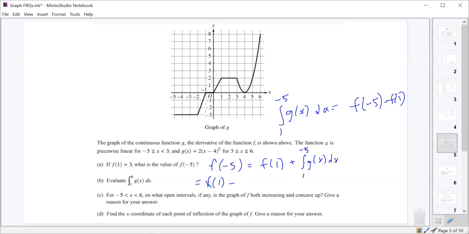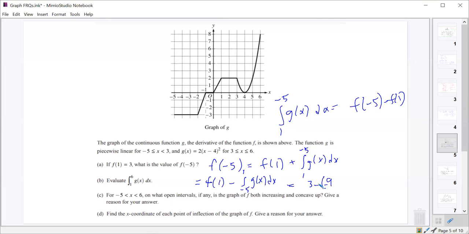Okay, and so then it should become f of 1 minus the integral from -5 to 1 of g of x, because that's going to make that integral a lot easier to evaluate. F of 1 is 3, so it'll be 3 minus whatever the integral from -5 to 1 is. Well, looks like from -5 to -2, it should just be height of 3 and 3 units there, so that should be 9.